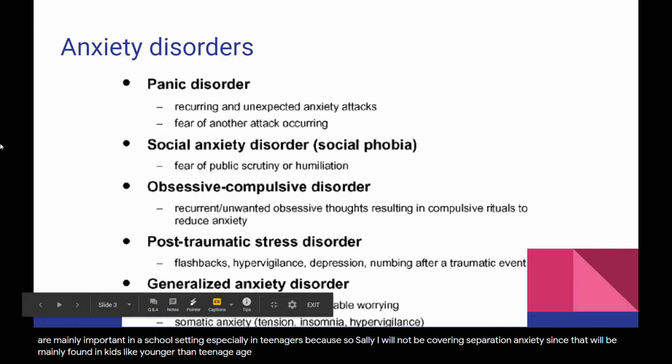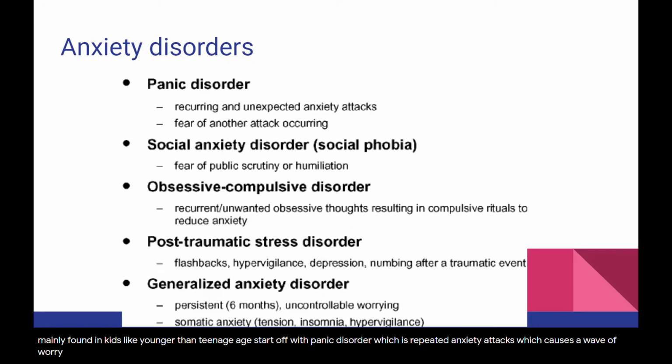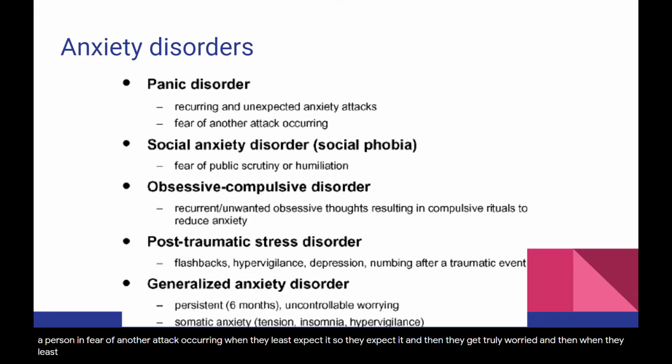We're going to start off with panic disorder, which is repeated anxiety attacks, which cause a wave of worry to flood the person all at once. It's sudden and it attacks very intensely, and then it's gone as soon as it came. This leaves the person in fear of another attack occurring when they least expect it. So they expect it, and then they get extremely worried. And then when they finally calm down and least expect it, it hits them, and then the cycle starts again.